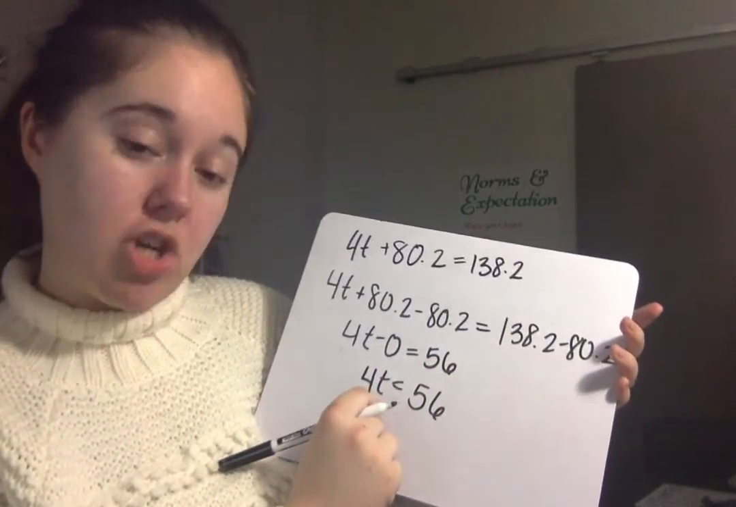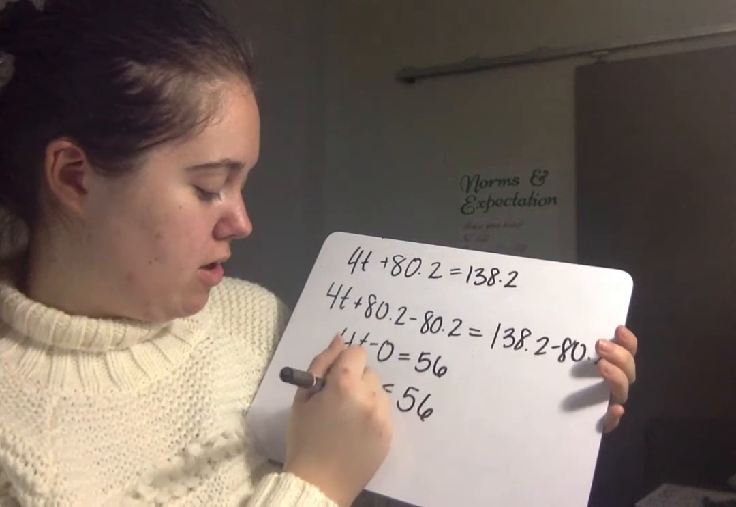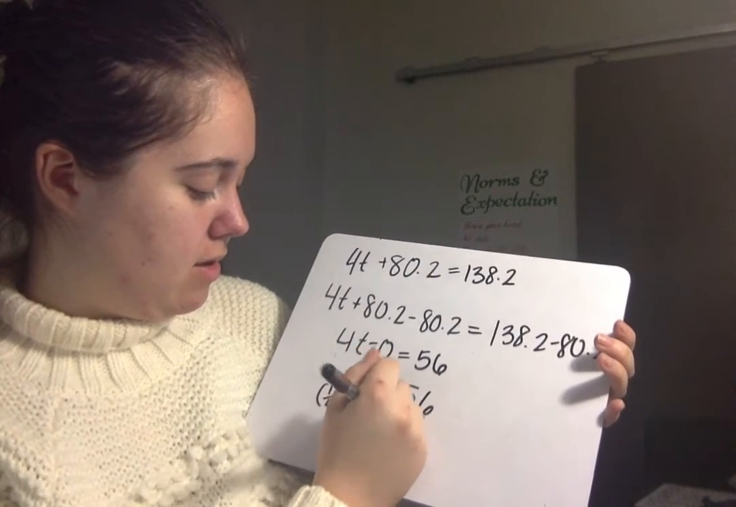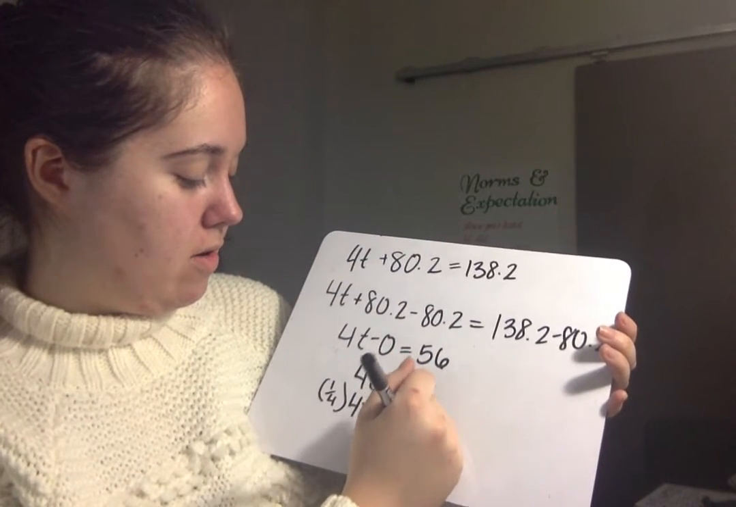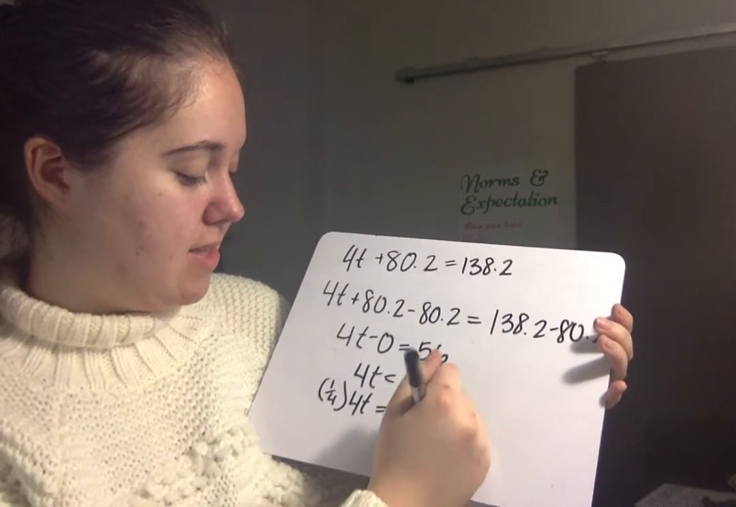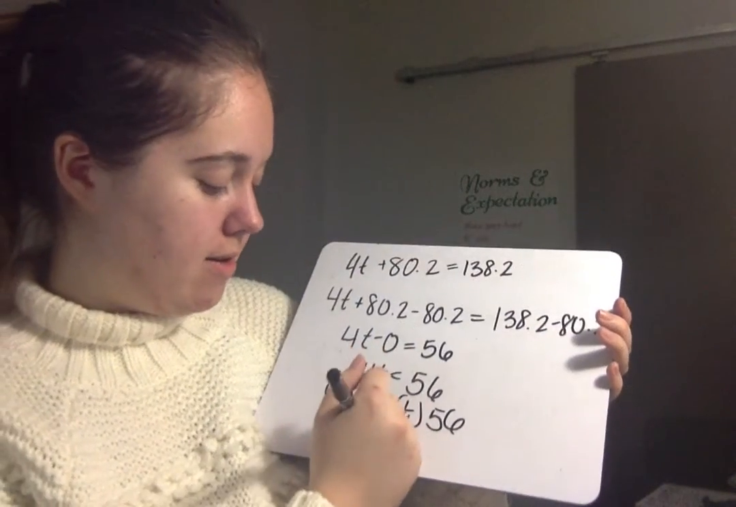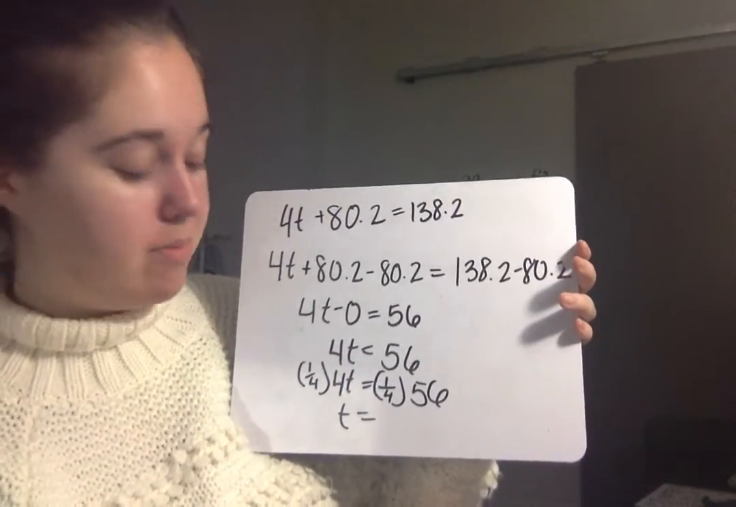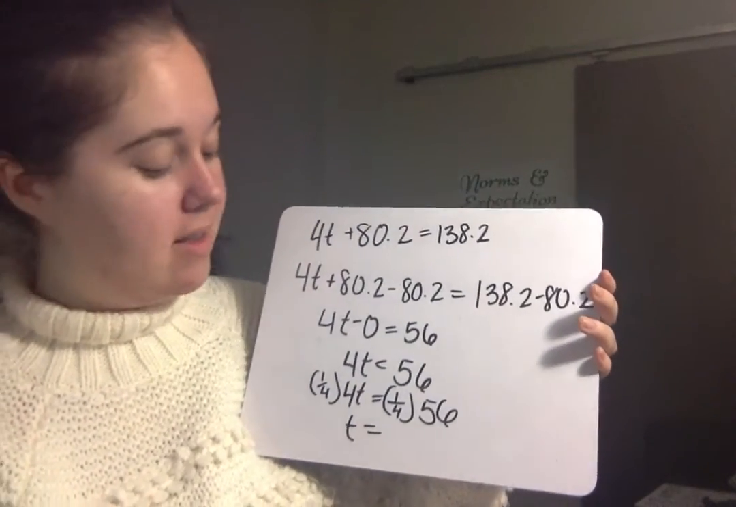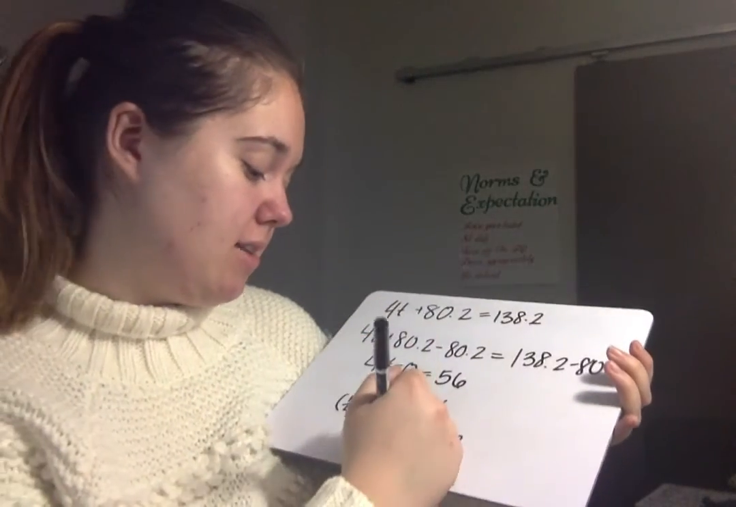Keep it equal. So to try to get just 1t, I'm going to multiply by 1/4. 1/4 times 4t equals 1/4 times 56. 1/4 times 4 would equal 1. So 1/4 times 4t would give us just 1t. And 1/4 times 56, that's 14.